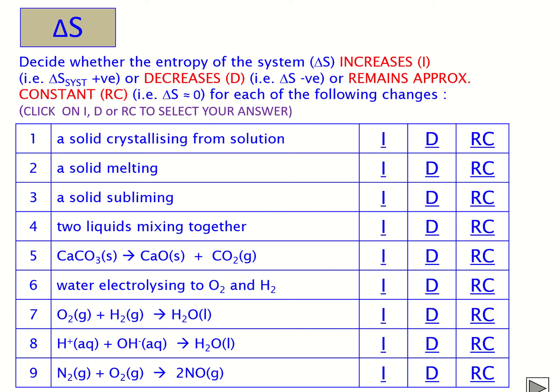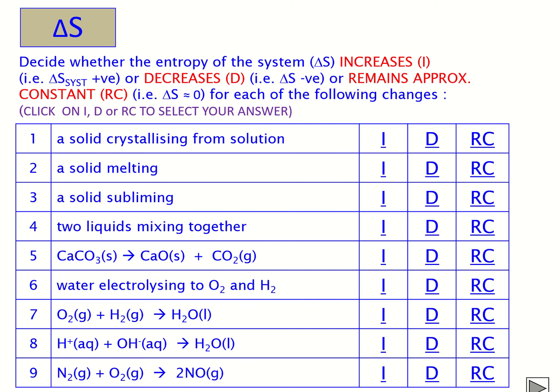So the first one's a solid coming out of solution. Okay, so that is a decrease. It's becoming much more ordered. A solid melting, becoming much more disordered. That's an increase. Solid subliming is an increase also. Number 3, that's a big increase. 2 liquids mixing together probably doesn't change very much. 2 liquids mixing together, they're both liquids before and after. Number 5, we have a solid turning into a solid and a gas. 1 molecule going to 2, so we have a big increase in disorder there.